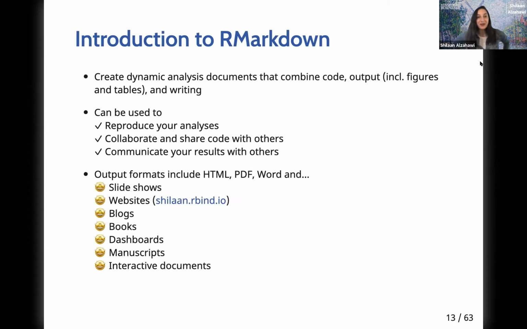What I like about R Markdown is it is incredibly general purpose. You can not only create manuscripts with it, but you can create slideshows, websites. I built my own website using R, blogs, books, dashboards, and interactive documents. And with the very same document, and this is what is meant by dynamic, at the click of one button, you can decide to knit it into a PDF or a Word version, or even an HTML, depending on what the journal expects from you, for instance.